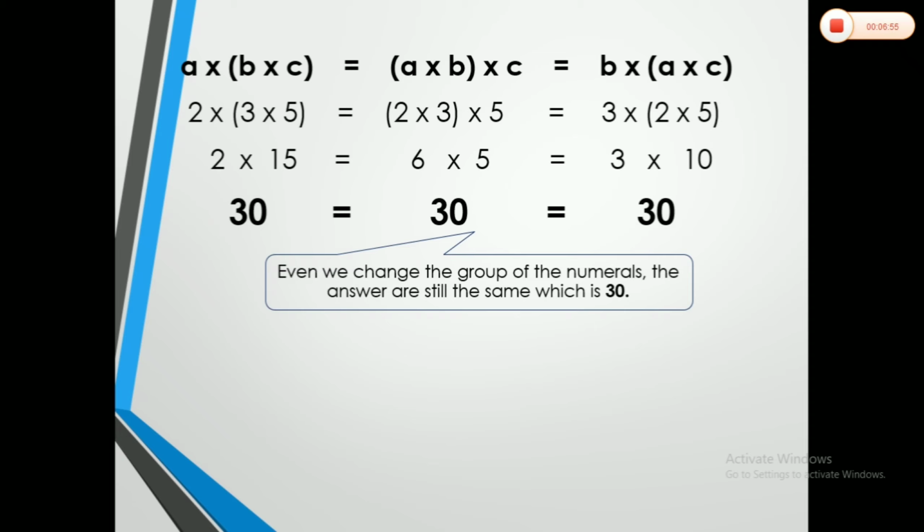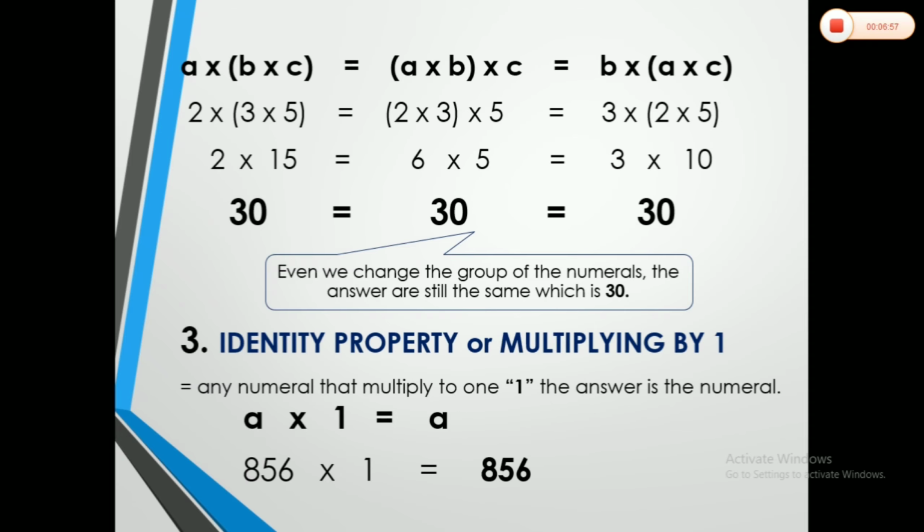is 30. The third property of multiplication is what we call identity property, or in other books they call that multiplying by 1. Identity property or multiplying by 1 means any number that is multiplied by 1, the answer is the number itself. So it means A multiplied by 1 is equal to A, or 856 multiplied by 1 is equal to 856.